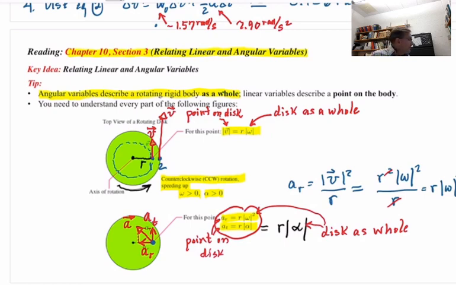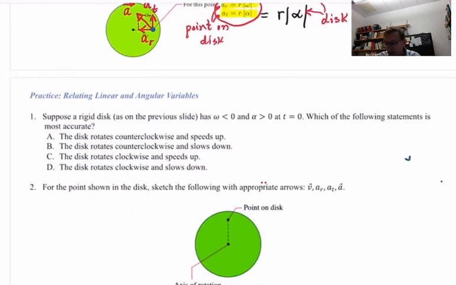Okay, we're going to do an example problem in class where we work with these relationships, because it takes a while getting used to relating the linear and the angular variables. But I want you to start already with a little bit of practice with these ideas. I'm going to give you a class engagement exercise for Blackboard.